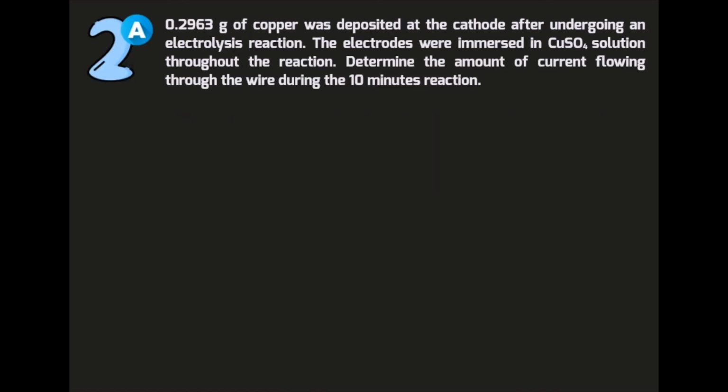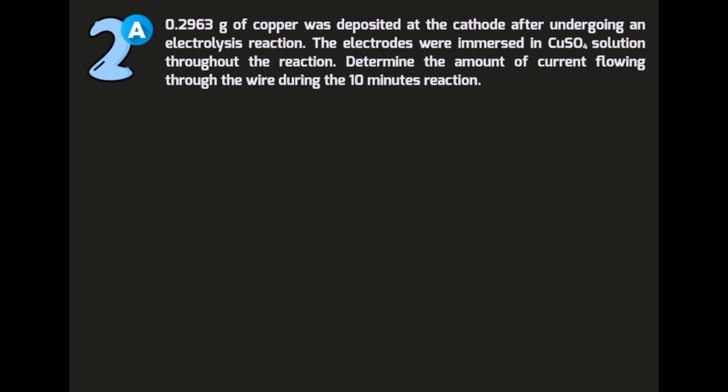Let's move on to question number 2A. 0.2963 gram of copper was deposited at the cathode after undergoing an electrolysis reaction. The electrode was immersed in copper sulfate solution throughout the reaction. Determine the amount of current flowing through the wire during the 10 minutes reaction.